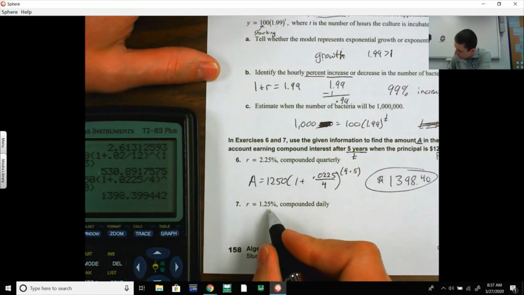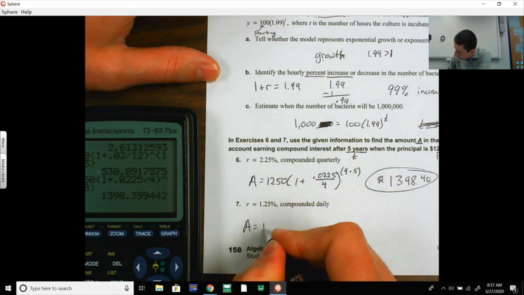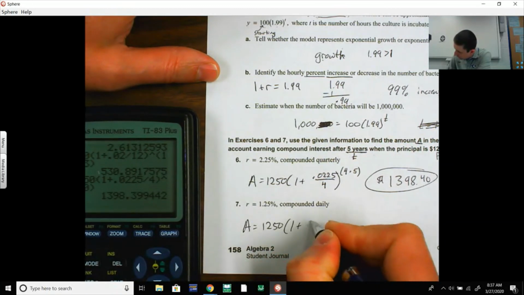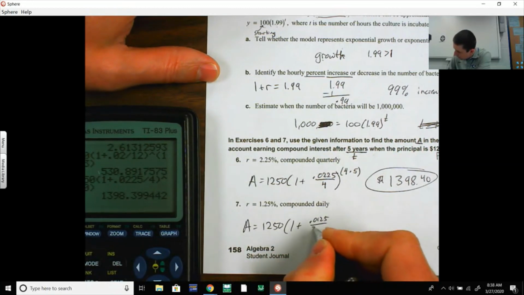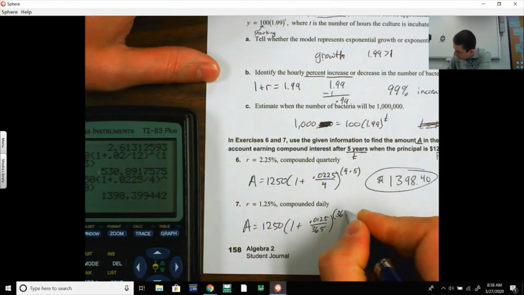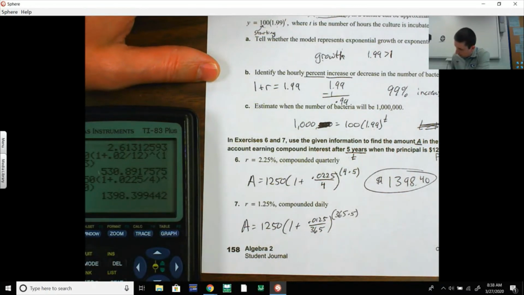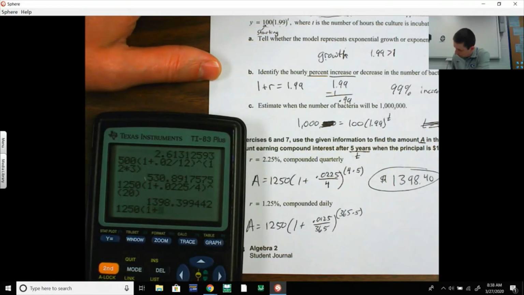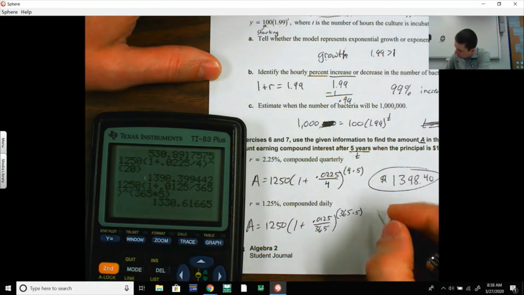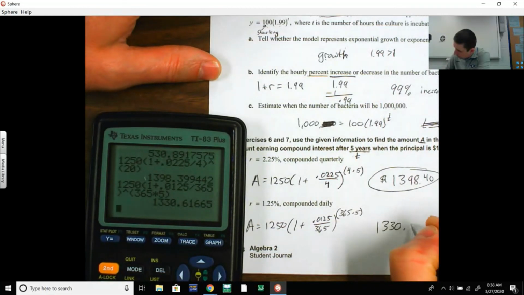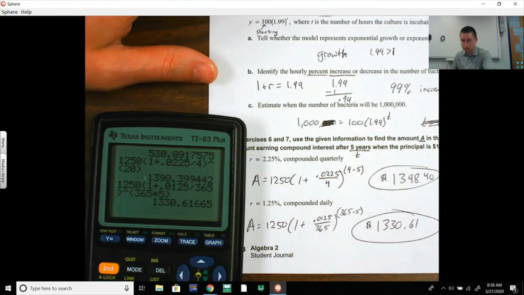Okay, 1.25% compounded daily. So A equals 1250 times 1 plus 0.0125 divided by 365 raised to the 365 times 5. They're doing it every day. So 1250 times 1 plus 0.0125 divided by 365 raised to the 365 times 5. I won't do that in my head. So 1330.61. Those are the answers you should get on that.